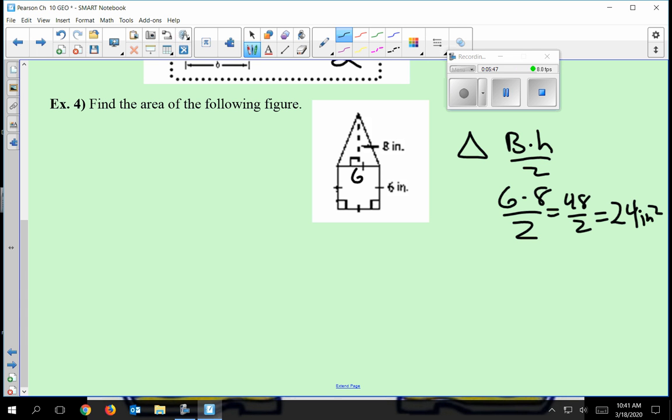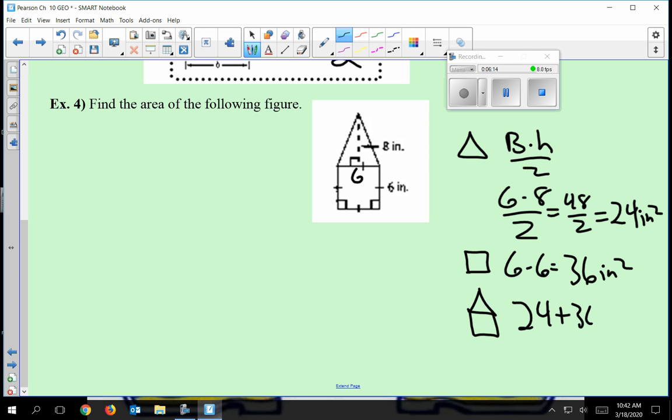And then for the square, I'm assuming it is a square because it's all congruent, so all the sides are 6. So 6 times 6 is going to get me 36, and that's going to be inches squared. Okay, so now to get this figure, the triangle on top of a square, I could take the areas of both, so 24 added to 36, and that's going to get me 60 inches squared.